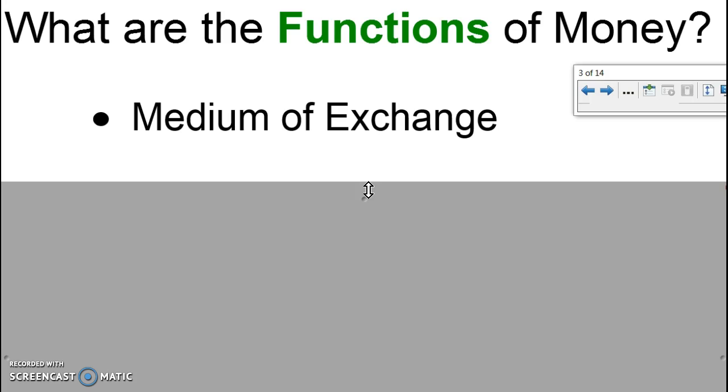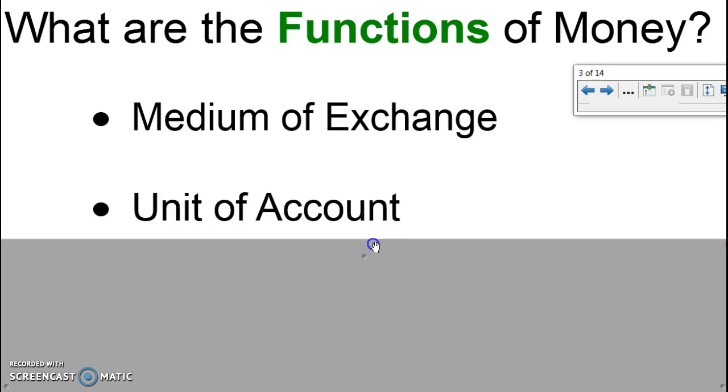So let's say I wanted to buy a new phone and I had a lawnmower I was willing to get rid of. You know, I'd have to look for somebody who wanted a lawnmower and had a phone. So that would have a lot of transaction costs. It'd be very difficult to execute that trade. So money serves as a medium of exchange, and that means that I can sell my lawnmower for money and use that cash to buy the phone that I want. So that's medium of exchange.